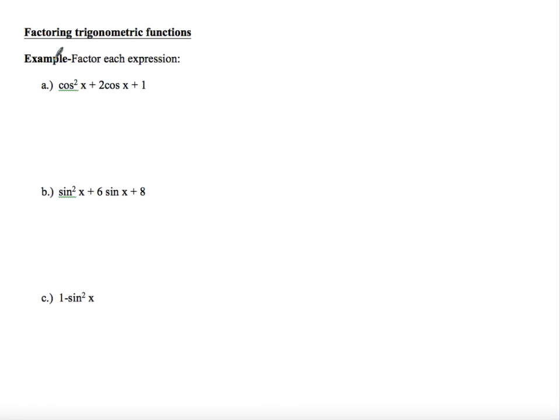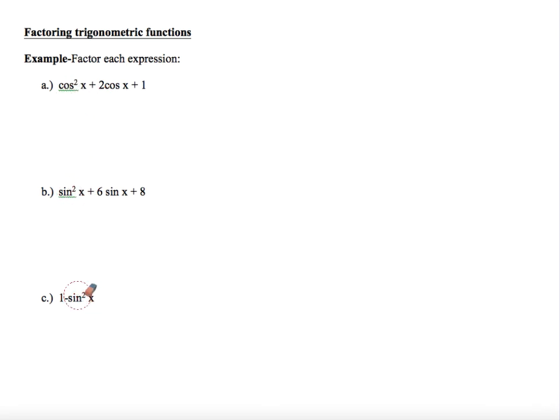All right, last part of this section is looking at factoring trigonometric functions. As we look at factoring the trigonometric expressions, we're going to factor what looks to be quadratics, right? You've got a squared here, you've got a squared here, you've got a squared here. So we're going to be factoring these just like we would factor quadratics.